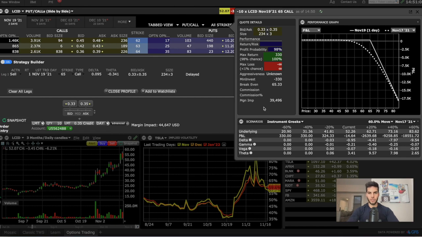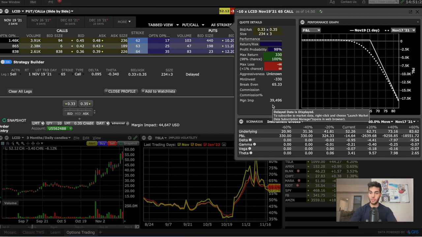So if we did 10 contracts, the margin implied would be 39,000, basically meaning that it would take up about 80,000 in buying power. If you have a $50,000 account on Interactive Brokers, you can use basically up to 3 times that leverage. So a maximum about 150,000. This would take up half of your buying power.